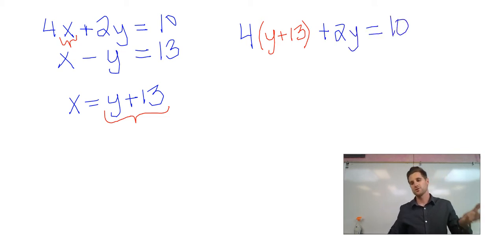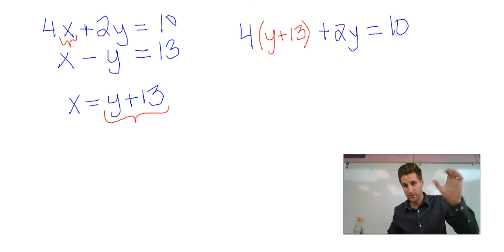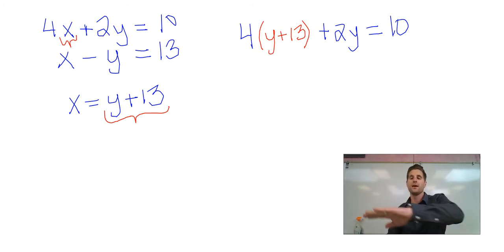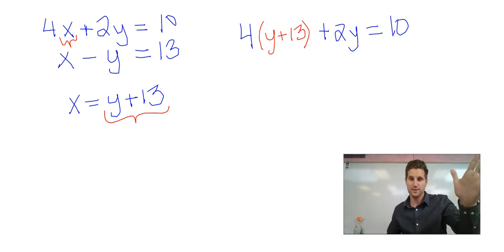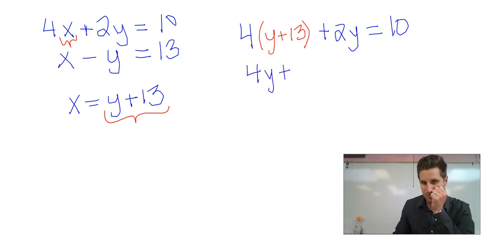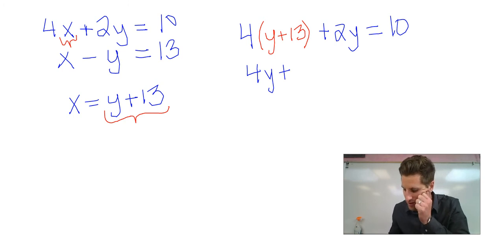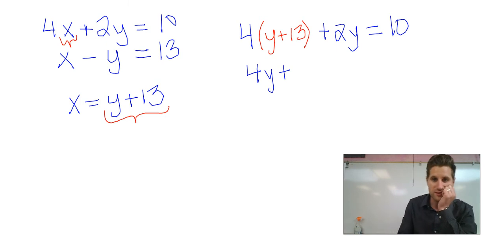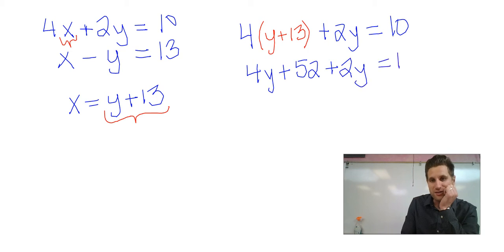So that's why we call it substitution. I solve one equation for one variable, and then I substitute it in. And now if you look at this equation, it's all in the same variable, which is extremely nice. So we get 4y plus, I think that's going to be what, 52? Is that 52? Could someone help me? It is 52. Wow. Okay, so we get 52 plus 2y, and that equals 10.